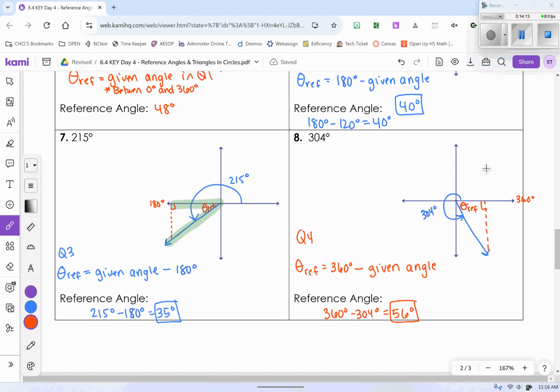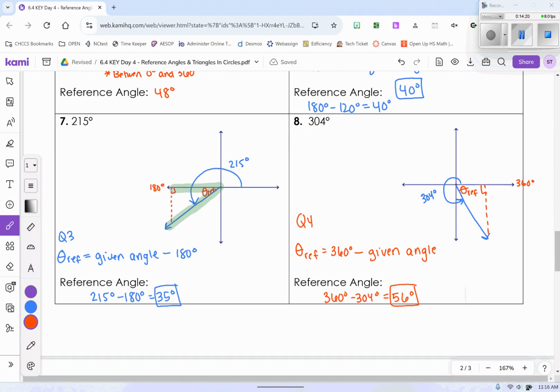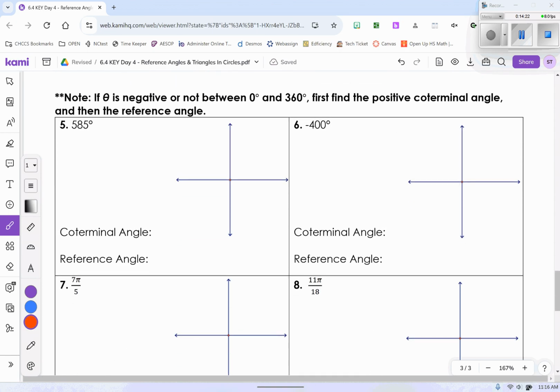So that's when we're using degree measures. And of course, we can also do this when we're using radians. Before we get to the radians, let's do a couple other ones where theta is not between 0 and 360. So looking at the first one, 585, that is not between 0 and 360. So first we're going to find the positive coterminal angle. Take 585 and subtract 360 degrees, and we get 225 degrees. So 225 is coterminal.